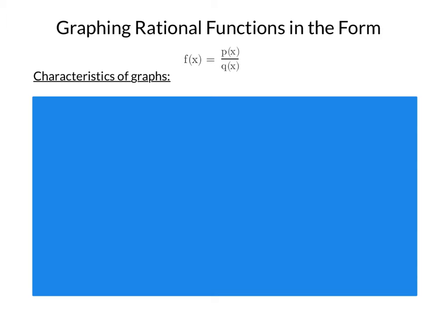Today we're going to talk about graphing rational functions in the form of f of x equals p of x over q of x. When we are graphing functions in this form, it is important to note that p of x and q of x share no common factors other than positive or negative 1.